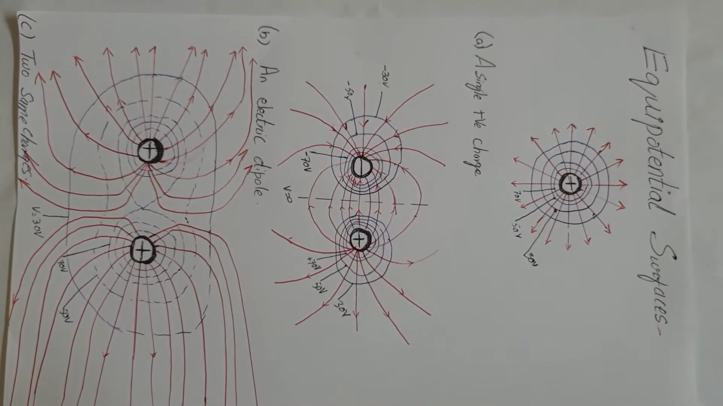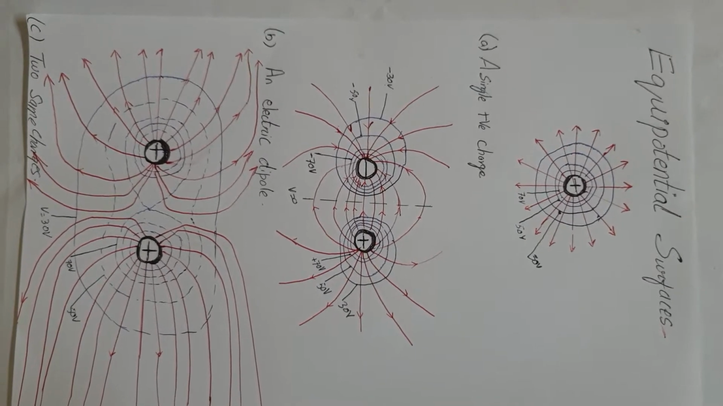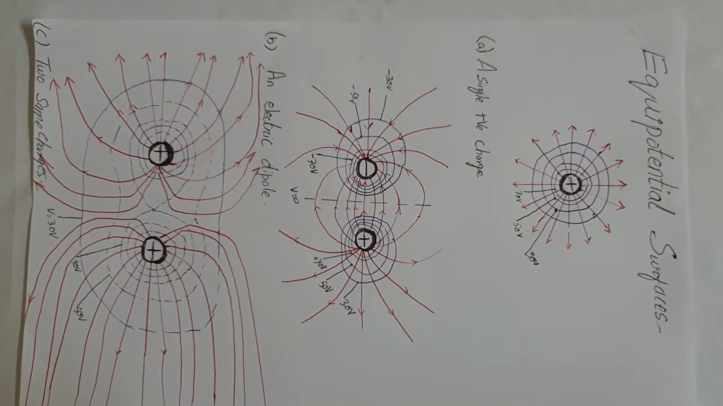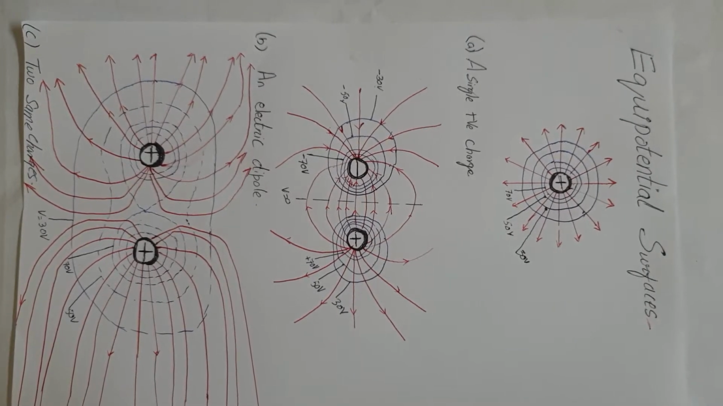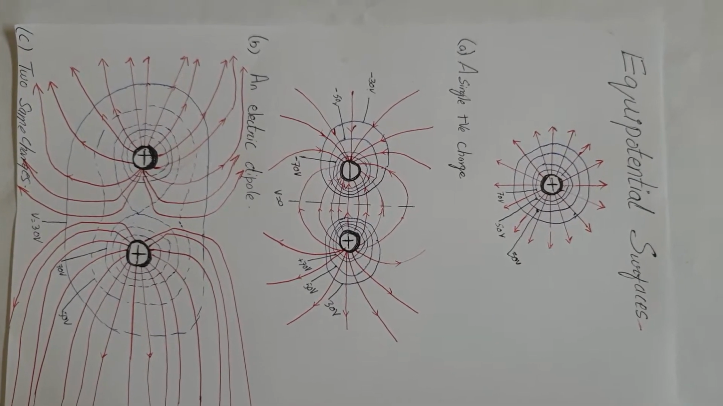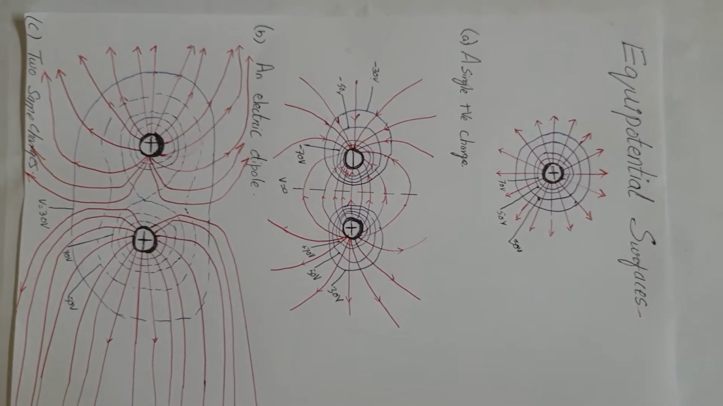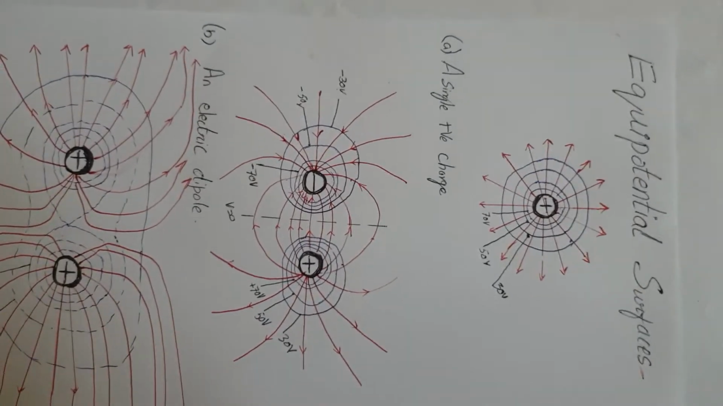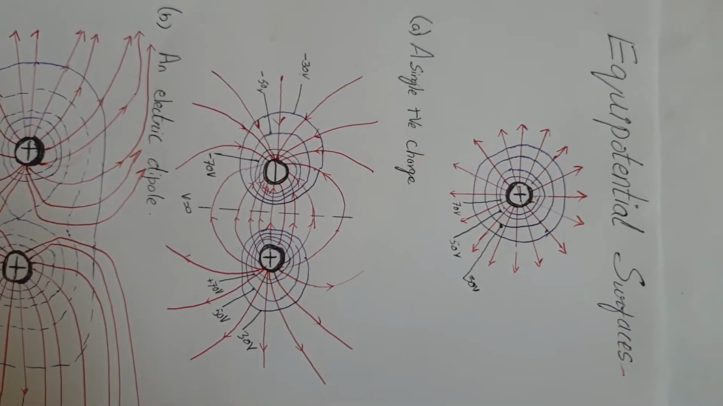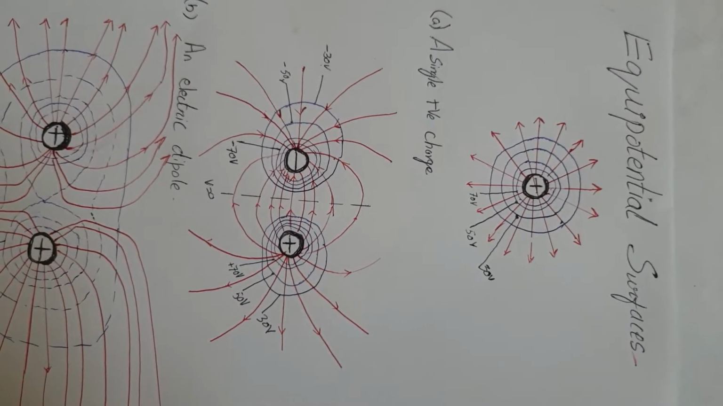Okay, so today's topic is equipotential surfaces. We all know very well about electric field. Electric field is visualized with the help of electric field lines. Similarly, the potential at various points can be represented graphically by equipotential surfaces. Adjacent points that have the same electric potential form an equipotential surface.